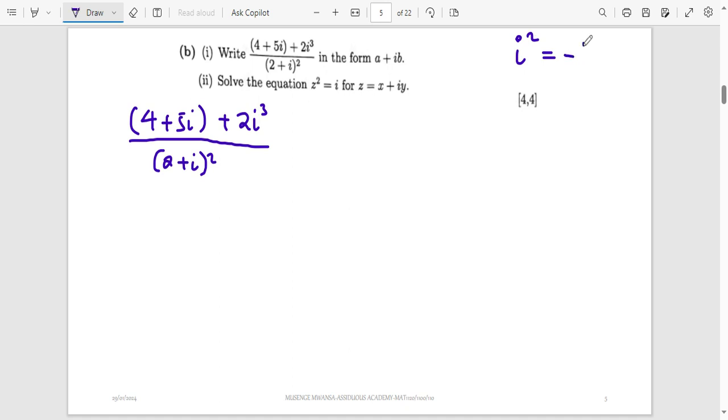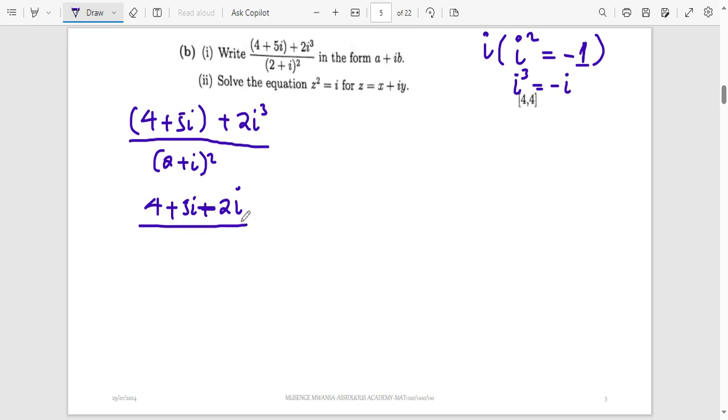Negative 1. Good. So meaning if I multiply the entire of this function by i, it will be i times i to the power 2, that becomes i to the power 3. Then i times negative 1 is negative i, meaning that i to the power 3 is the same as negative i. Okay, so meaning that this is 4 plus 5i plus 2, where there's i to the power 3, we just put negative i. So this number here will become negative.